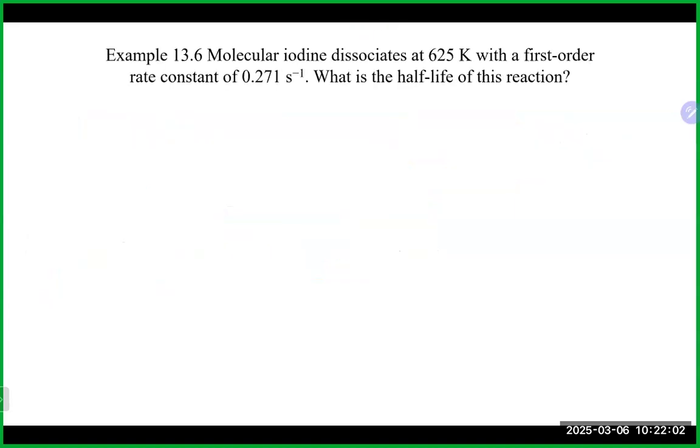All right, let's try another one. Molecular iodine dissociates with a first order rate constant of 0.271. What is the half-life? You see our first order units there for our rate constant. In this case, we're just looking for the half-life, so we can pop it into the half-life equation that goes with first order: natural log of 2 over 0.271 reciprocal seconds.